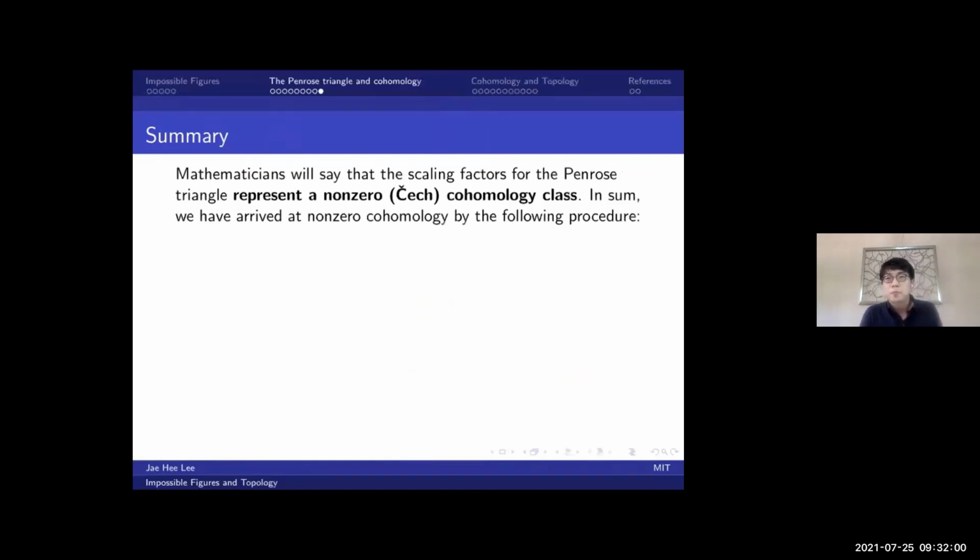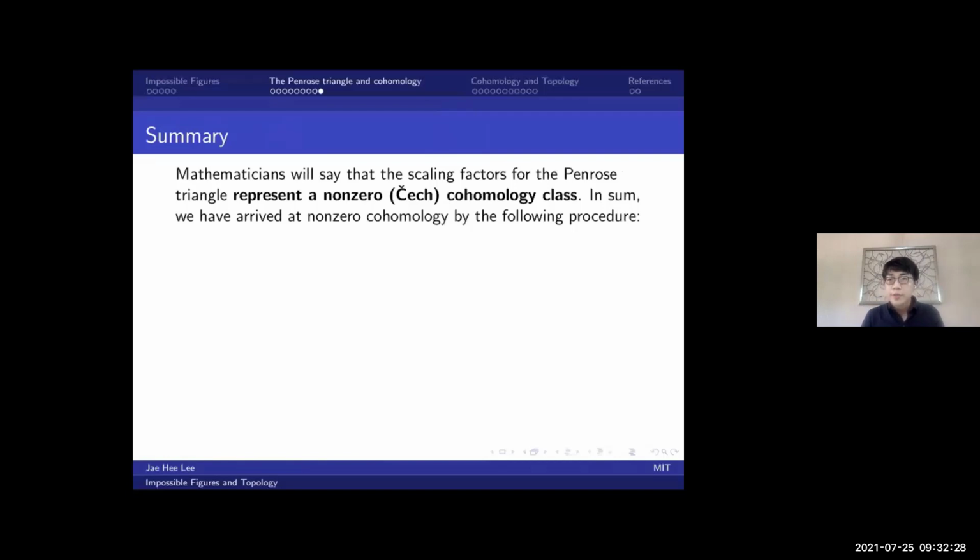Those are just names and words, but what I'm trying to deliver to you is the fact that this collection of numbers which don't multiply up to 1 is telling you that there's something called non-zero cohomology, and that's signaling this global inconsistency, the behavior of global inconsistency that's inherent in the Penrose triangle.